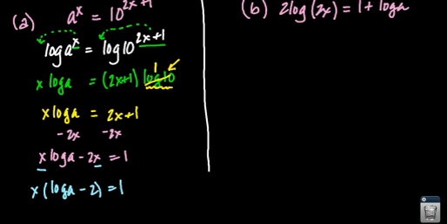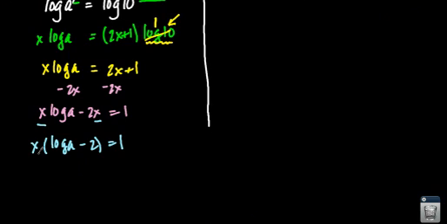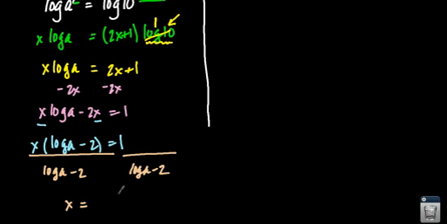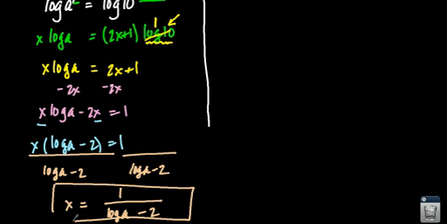Since I'm trying to find x in terms of a, I need to have x by itself on its own side. So I'm going to divide both sides by log of a minus 2. So x equals 1 divided by log of a minus 2. And that is your final answer for this problem.